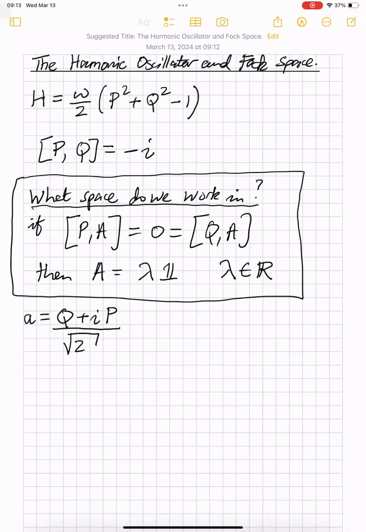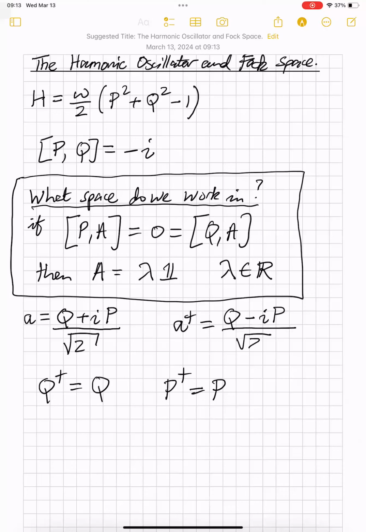Now, remember that Q is a Hermitian operator. It's an observable. All of our observables are Hermitian operators, and P, the momentum, is also a Hermitian operator. So if I work out what A dagger is, well, Q dagger is just Q. The dagger of plus I is minus I, and the dagger of P is just P. And the dagger of square root 2, well, that's just a real number, so it'll just be square root 2. So that's A and A dagger.